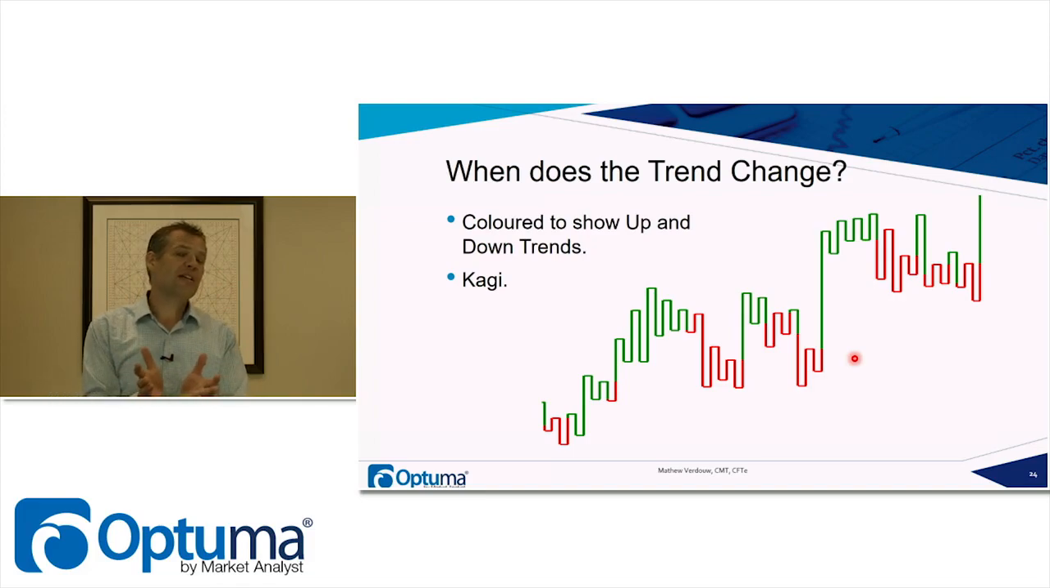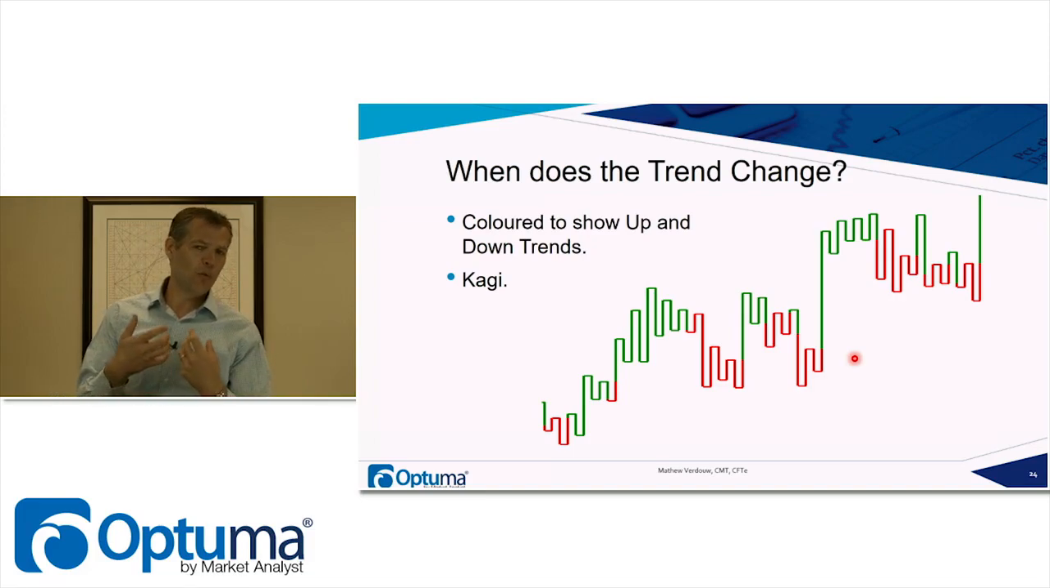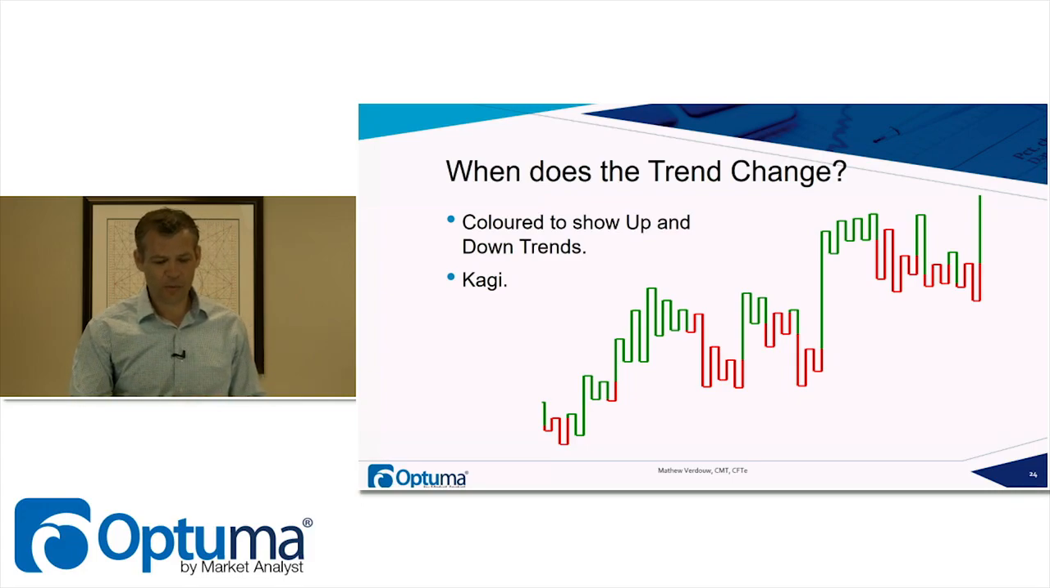But from Gann's technique and Gann's perspective, this is what he would say is uptrend versus downtrend. When it's green, the market's in an uptrend. When it's red, the market's in a downtrend. And that's the way that he would work it.